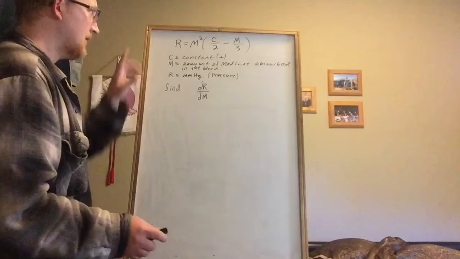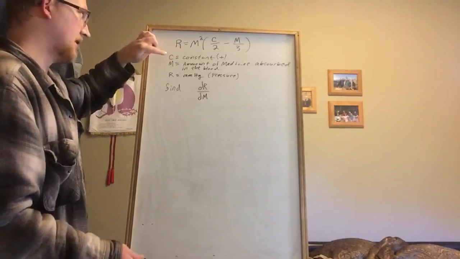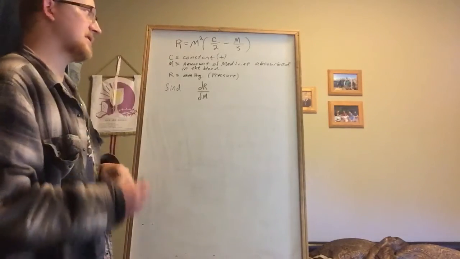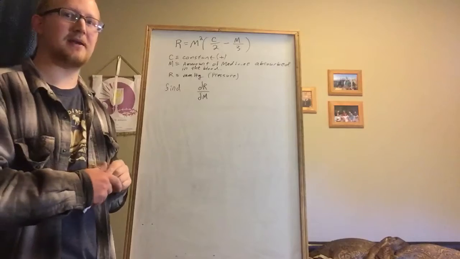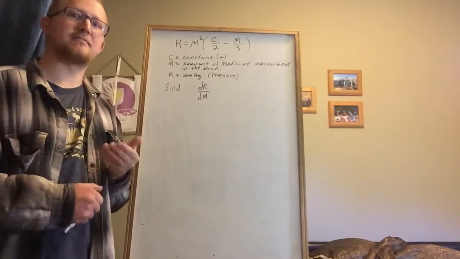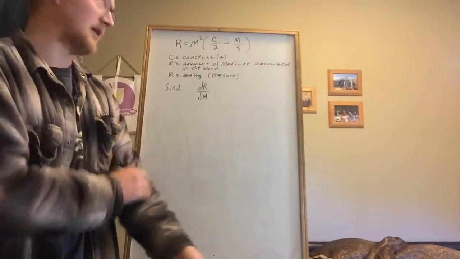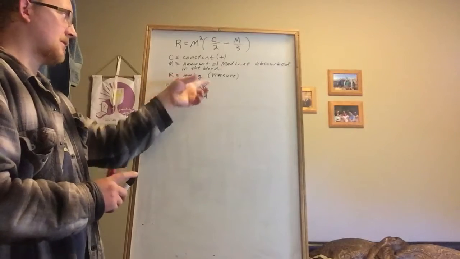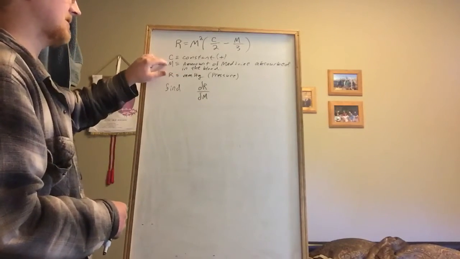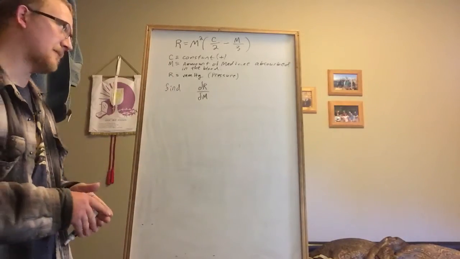So here we have a definition of every variable or constant. C is a positive constant. M is the amount of medicine absorbed in the blood, so that is going to be a variable. And R is the patient's millimeters of mercury of pressure. So in other words, the arm cuff will tell you what's your blood pressure, and the amount of medicine is going to change your blood pressure. So this is some sort of blood pressure medication.